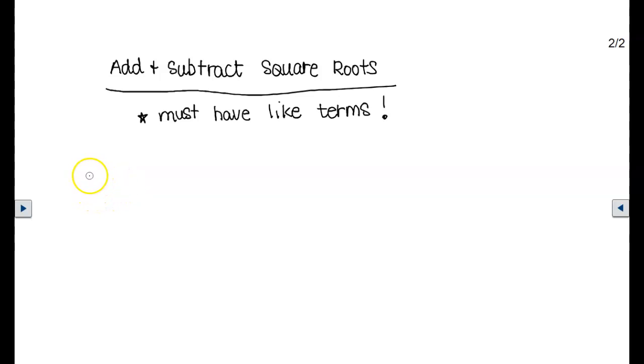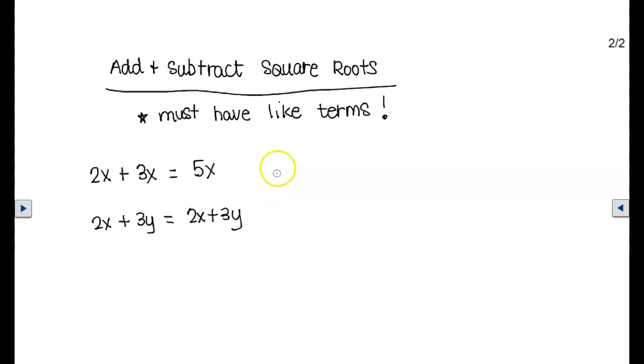Now, to kind of remind you what like terms are, early on in algebra, you all have done things like 2x plus 3x. Those are like terms because they both end with x. And you all know that if you add 2x plus 3x, you get 5x. If I were to ask you to add 2x plus 3y, those are not like terms because this one ends with x and this one ends with y. So I would not be able to add those together. So 2x plus 3y would be my answer.